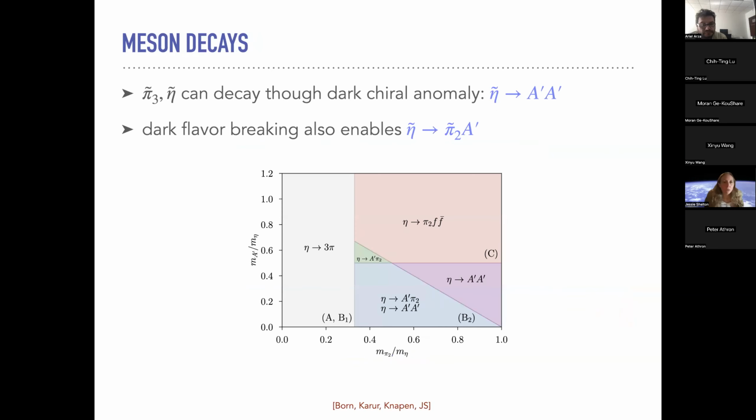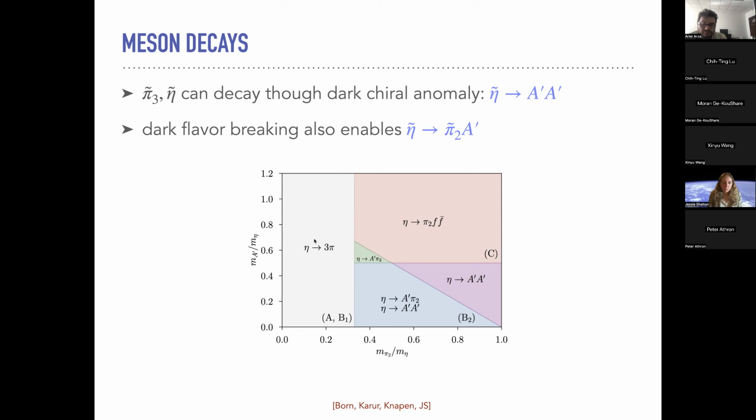Okay, so given this setup, we have a wide range of possibilities for the decay chains in this model, depending on what the eta mass is compared to the pion mass and the dark photon mass. So the chiral anomaly: if we didn't have the isospin breaking, that would be pi 3 that could decay through the chiral anomaly. With the isospin breaking, the eta also inherits that decay mode. But the dark flavor breaking also enables, and this is the whole point, this off-diagonal decay of eta to pi 2 and then the dark photon.